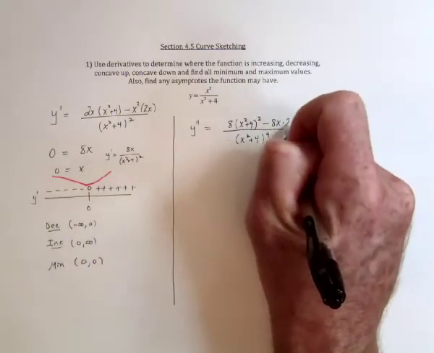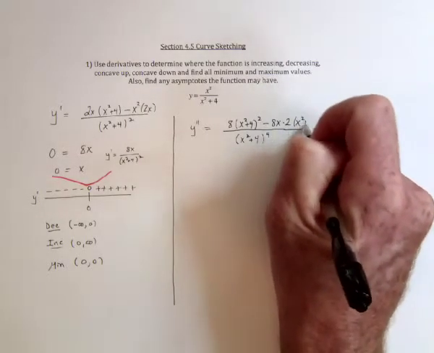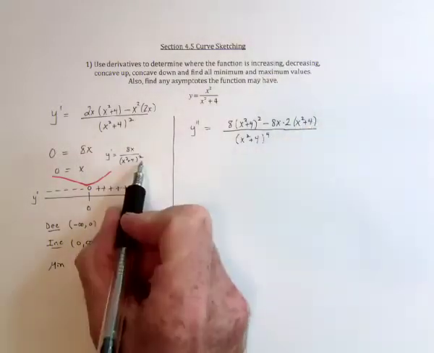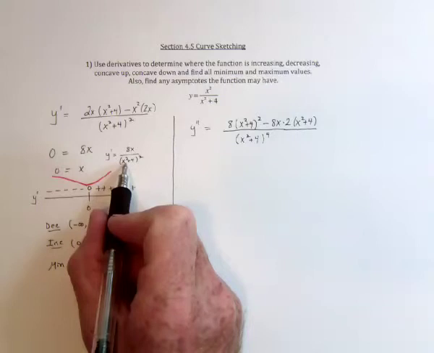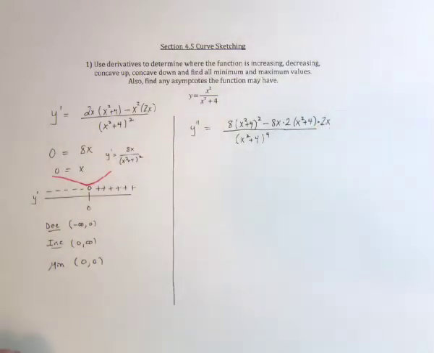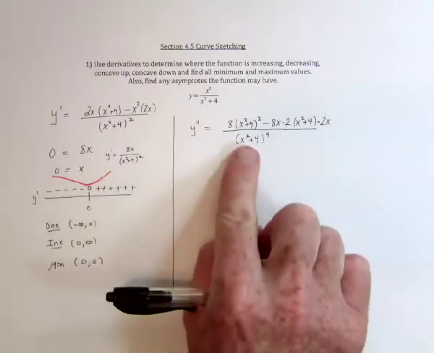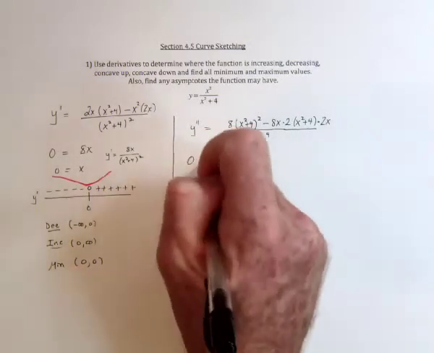So that's going to be a 2 brought down in front and multiplied. In the parentheses, x squared plus 4. Now subtract 1 from this exponent. And then the chain rule says take the derivative of the inside. And like last time, there's no place where it's undefined. We just need to find out where it equals 0.